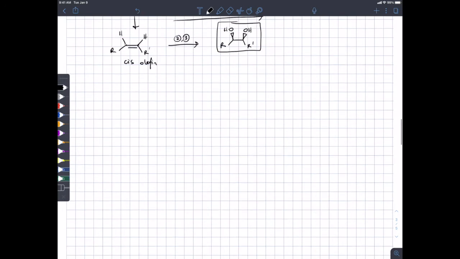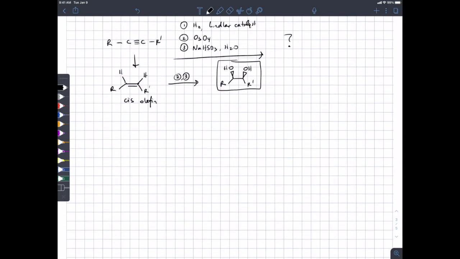Now, I might also have asked you, is there another pathway that works starting from the same alkyne? And let's just say you're going to use sodium and ammonia, the dissolving metal reduction, which is going to get you, after the first step, the trans olefin. Then what would I need to do in steps 2 and 3 to still get that particular alcohol?